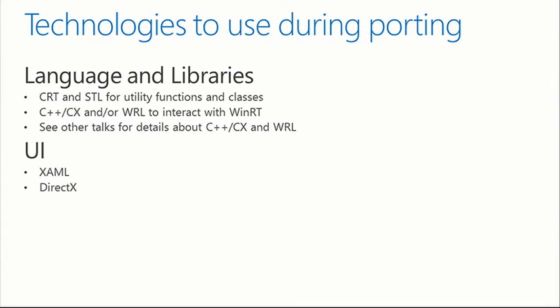Okay, so let's just talk about what technologies are available to you. There are a lot of different technologies. CRT and STL, use them in your Metro apps. Absolutely. There are certain parts that are not available, but if you think about STL, all the container classes are available, all the algorithms, everything else is available. The place where you start hitting these issues is with APIs that talk to the platform. So something like writing out to console, there's no console, so it doesn't work for you.